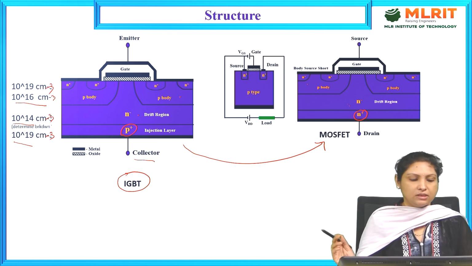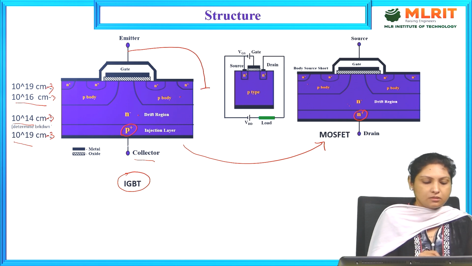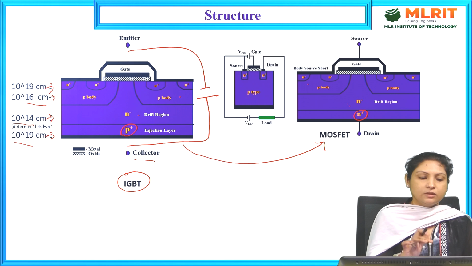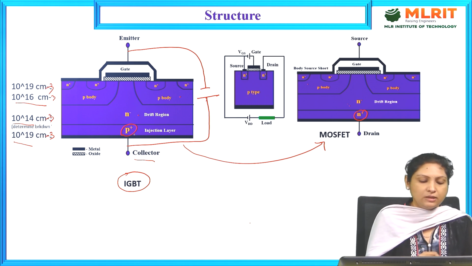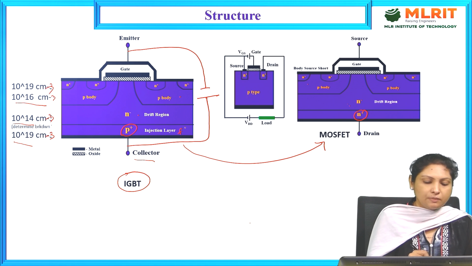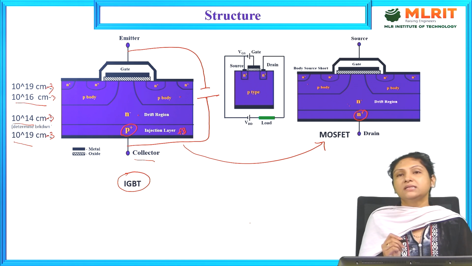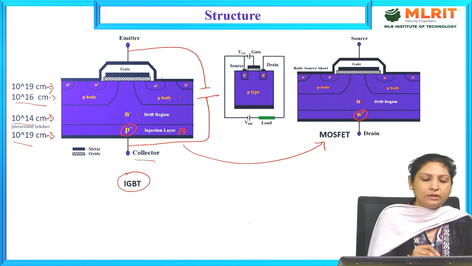And now see, when emitter to collector is connected, the P terminal is now connected to the positive terminal, and the N terminal is connected to the negative terminal. And because of which, since P is connected to positive, this P plus layer will be forward biased. And since N is connected to the negative terminal, this N plus terminal will be forward biased.